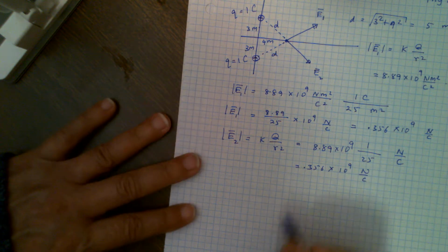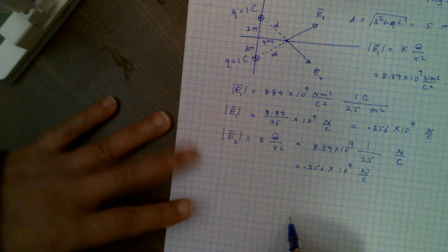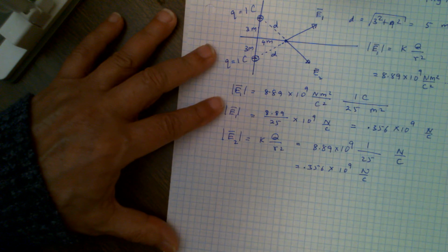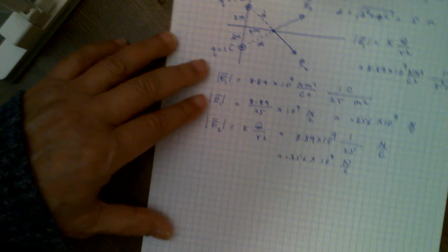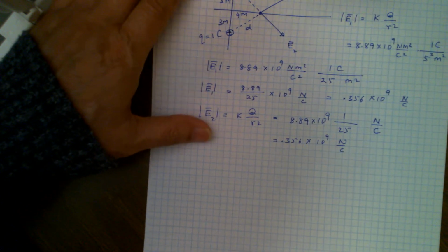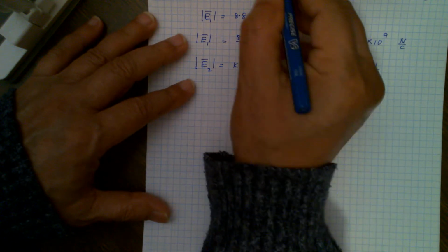Alright, so I get E1 and E2. Now it's not done yet. Now I need to find the net electric field. In order to find the net electric field, or the resultant electric field, I have to add these two vectors.